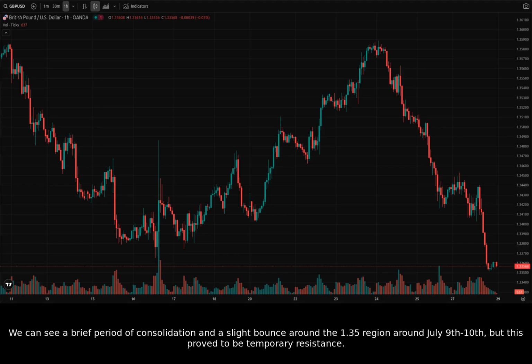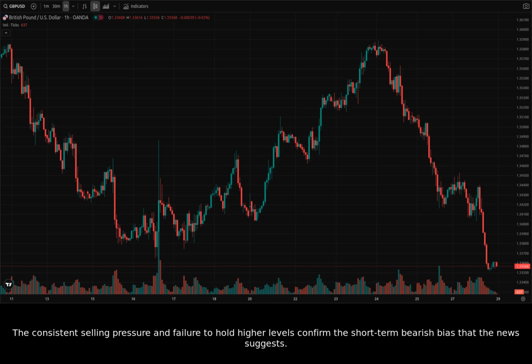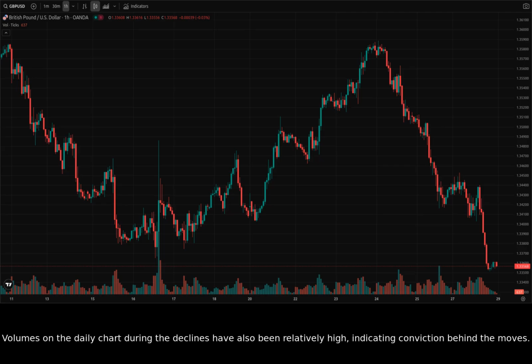We can see a brief period of consolidation and a slight bounce around the 1.35 region around July 9th to 10th, but this proved to be temporary resistance. The consistent selling pressure and failure to hold higher levels confirm the short-term bearish bias that the news suggests. Volumes on the daily chart during the declines have also been relatively high, indicating conviction behind the moves.